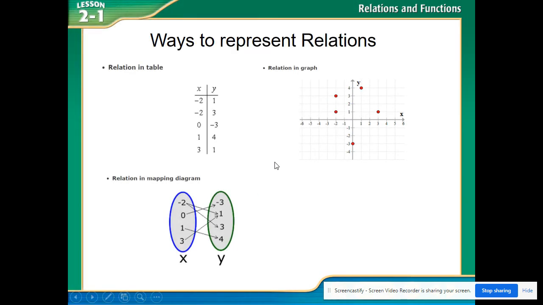Now there are different ways to represent relations and functions. One is just making a table. Now here's some ordered pairs. There's 5 of them: (-2, 1), (-2, 3), (0, -3), (1, 4), and (3, 1).